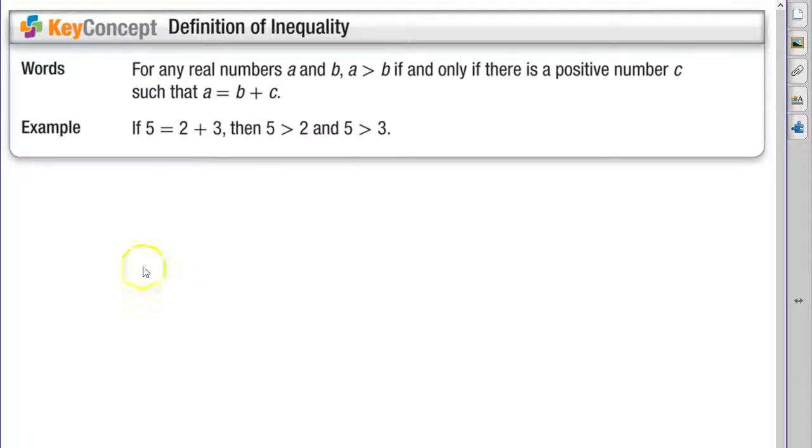For any real numbers a and b, we say a is bigger than b if and only if there's a positive number c that you would add to b to make the sides equal. So for instance, I know 5 is bigger than 2 and 5 is bigger than 3, because I have to add 3 to 2 to make 5, and I have to add 2 to 3 to make 5. So it's bigger than either of those. Hopefully that makes sense. If not, I'll show in a second how we're going to use this.